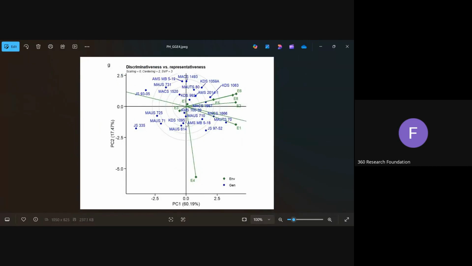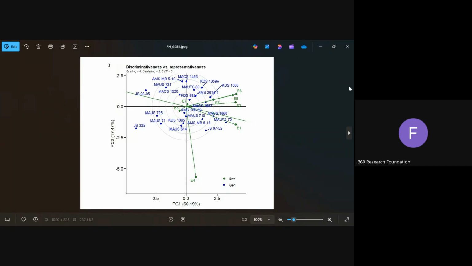So this next one is quite interesting. It is very good. This next one is discriminativeness versus representativeness. So here you will see genotypes, environments, vectors.